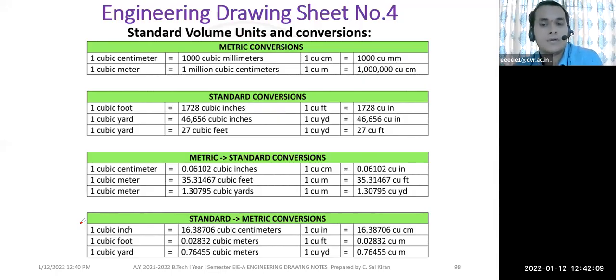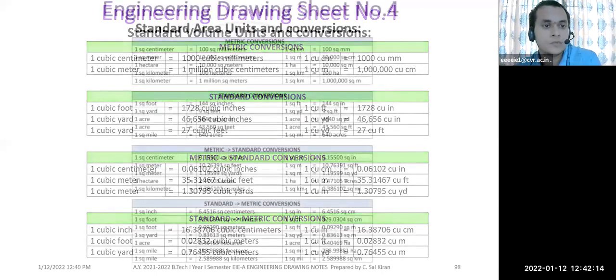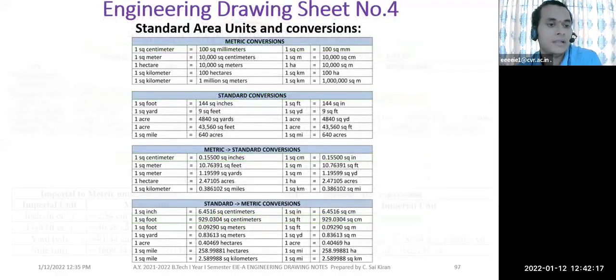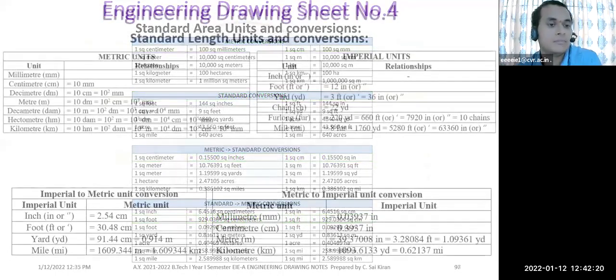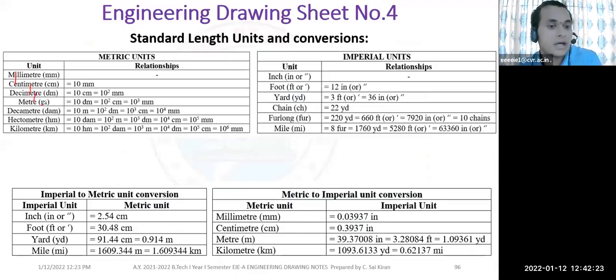You already know millimeter and centimeter. After centimeter, what are the things you have to learn? After centimeter comes decimeter, after decimeter comes meters, after meters comes decameter, after decameter comes hectometer, and after hectometer comes kilometers. You have to remember these things. These are compulsory. Either learn them by heart or understand them, but you have to know the steps from millimeter to kilometer.